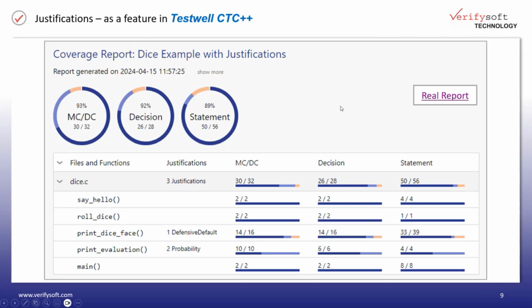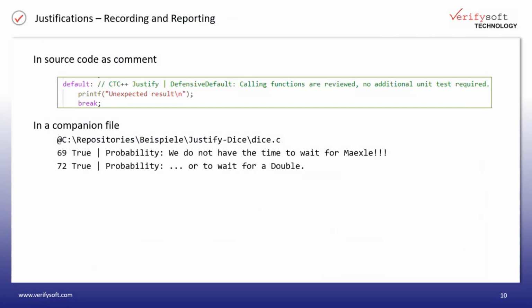I go back to the PowerPoint presentation and just collect what we saw already. There are two possibilities, and we learned from several talks with customers and users that both of them are very important, because everyone has a slightly different view on how they would like to collect justifications. In source code comment is possibility 1. We have the key CTC++ justify, a short description and a long description.